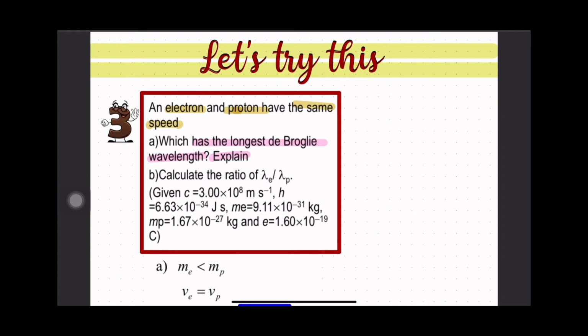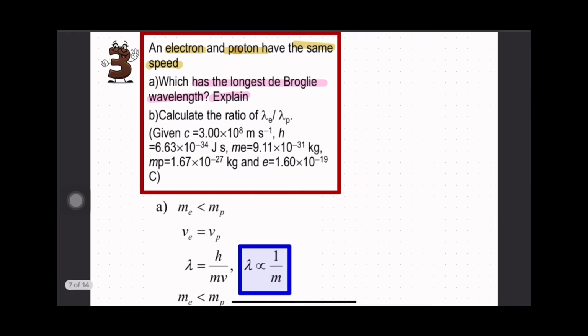Okay, next question. An electron and proton have the same speed. Which has the longest de Broglie wavelength, and explain. Okay, then calculate the ratio of wavelength of electron over wavelength of proton. First, they said that the electron and proton have the same speed. You have to write first, VE is equal to VP. Okay, VE is equal to VP.